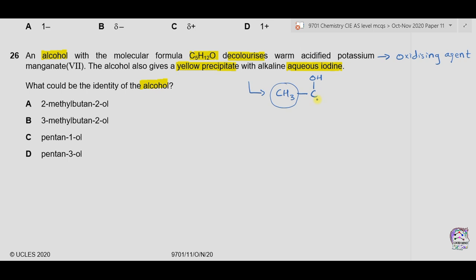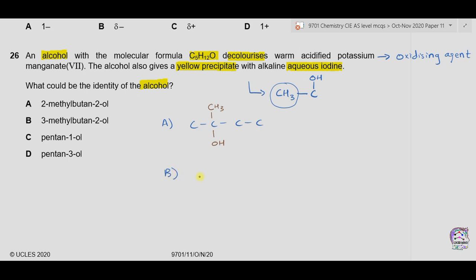If no CH3 is attached with the carbon atom having OH group, then yellow precipitate is not formed. Let's move towards the options. We have 2-methylbutan-2-ol. Let's draw the structure. A. We have 4 carbon atoms. On the second carbon we have a methyl group and also the alcohol functional group.